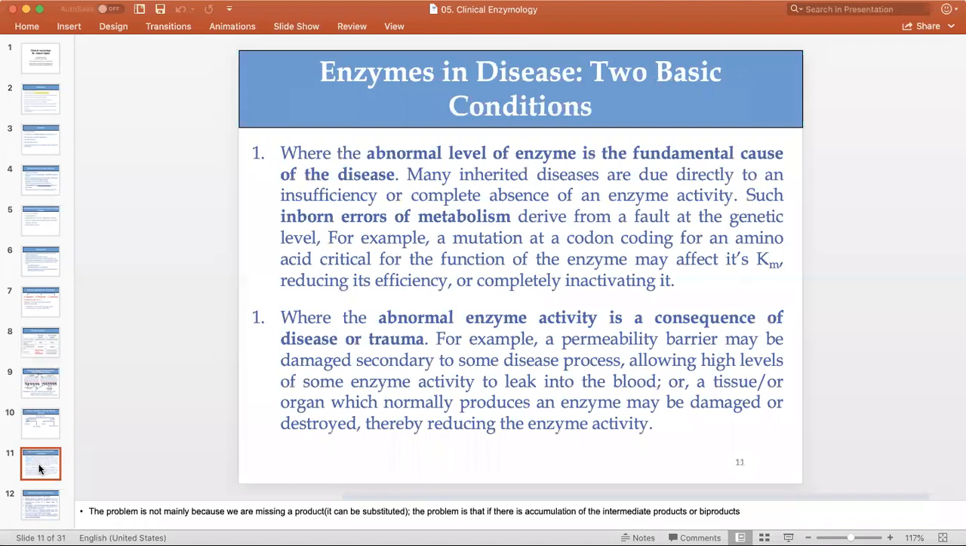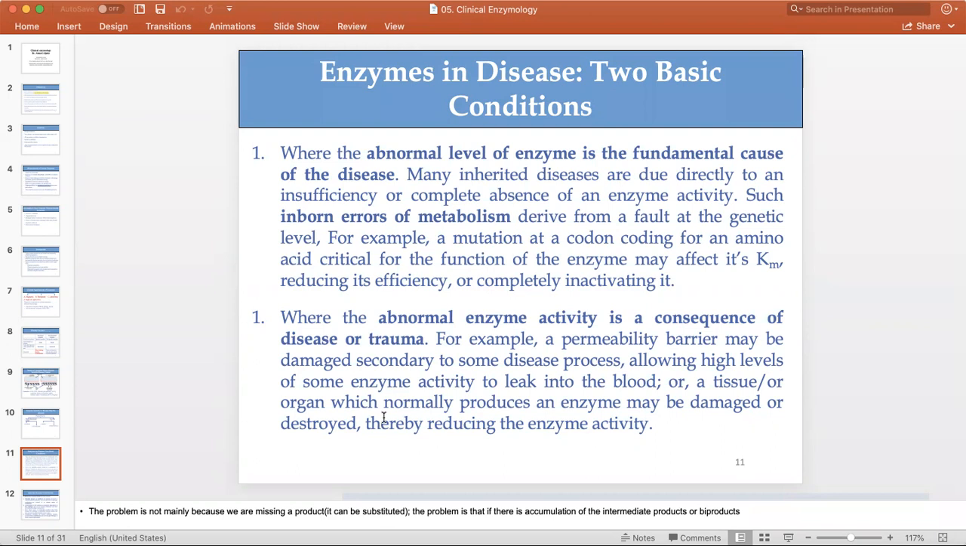So enzymes in diseases, they can be categorized into two. The first one is we have abnormal level of enzyme, which is because of a disease. So we have a disease which is causing a decrease or abnormal level of the enzyme. So disease is first. The enzyme levels are reflecting the disease states. So this is the first one. Whereas on the other hand, the second one is because we have abnormal enzyme activity. This is coming from a trauma, from a disease.